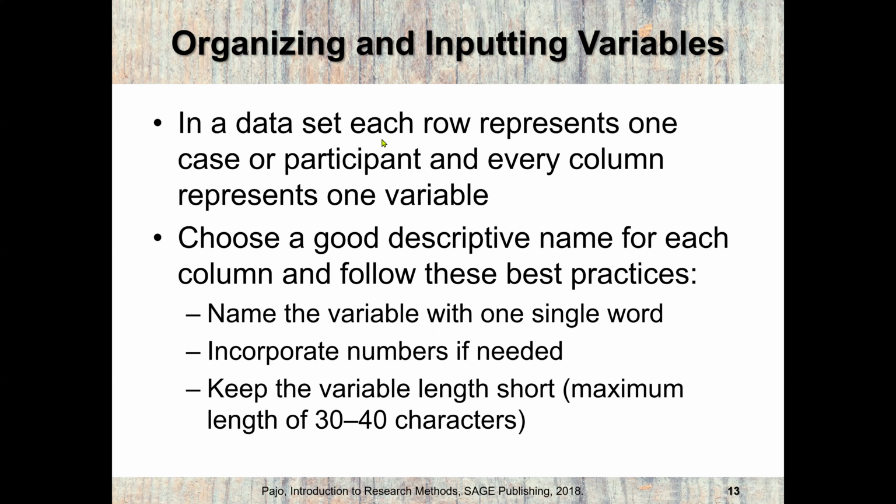In a data set, each row represents one case or one participant, and every column represents one variable, which is a characteristic of the participant. So one column can be last name, another column first name, address, etc. Here we need to choose a good descriptive name for each column and follow this practice. It's a best practice. We discuss this in database class.